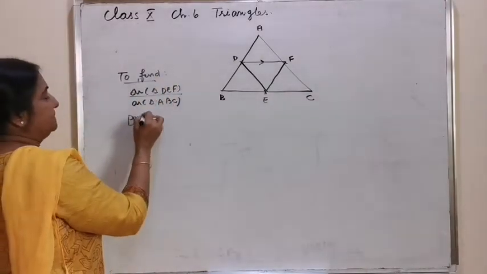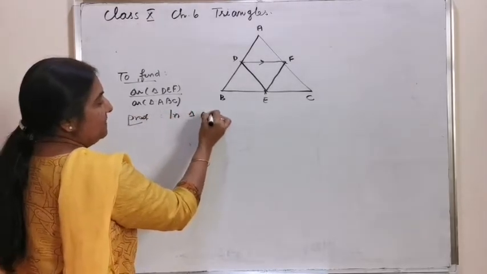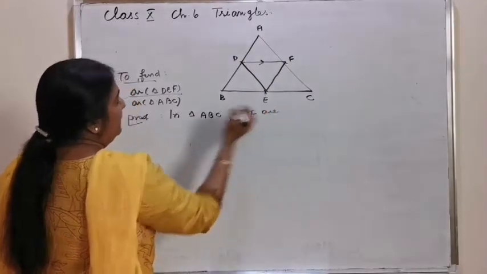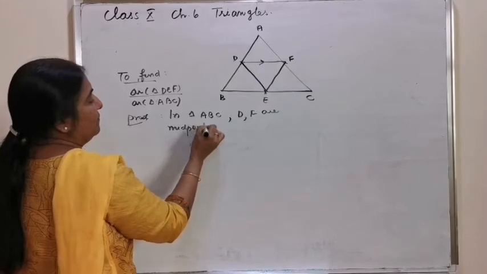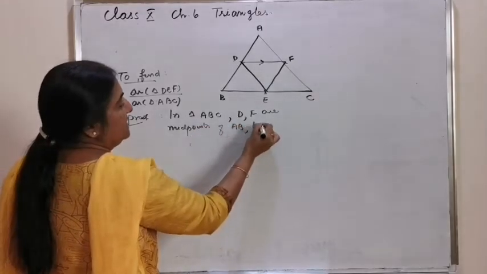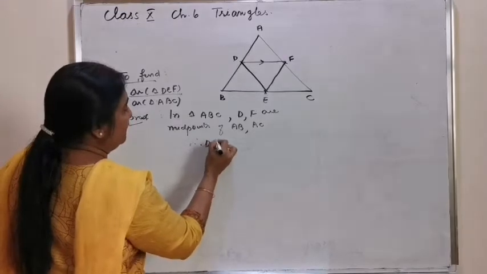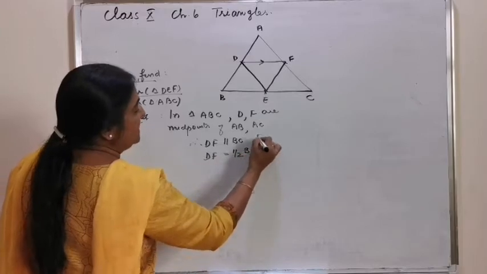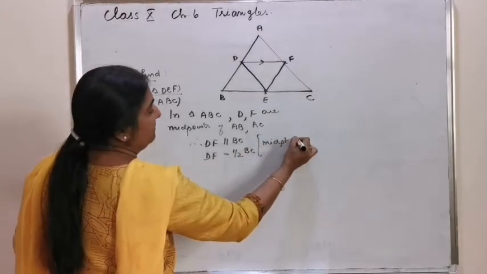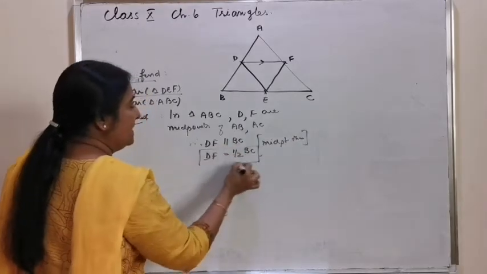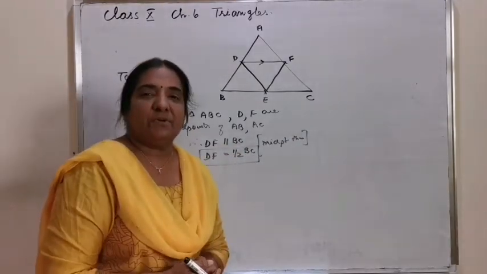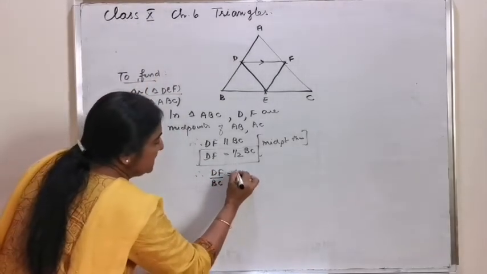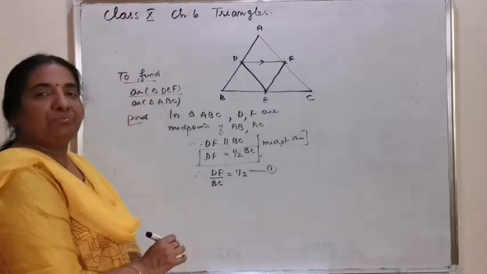Let's start with that. In triangle ABC, D and F are midpoints of AB and AC. Therefore, DF is parallel to BC and DF is equal to half BC. It is by the midpoint theorem. We will be taking only the condition of DF equal to half BC, or we take the ratio as DF by BC is equal to half, equation number 1.